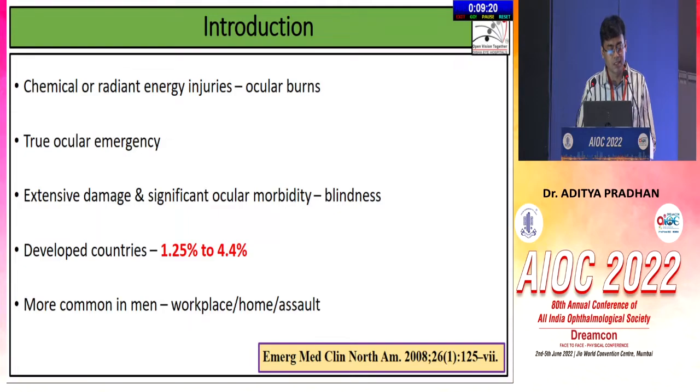For developed countries, the statistics say around 1.25% to 4.4% of the total burden of blindness. It's more commonly seen in men, either in their workplace or homes. Sometimes it can be a result of assault or vitriolage, which has medicolegal implications as well. So proper history taking will help us determine the mode of injury, whether it is deliberate or accidental.